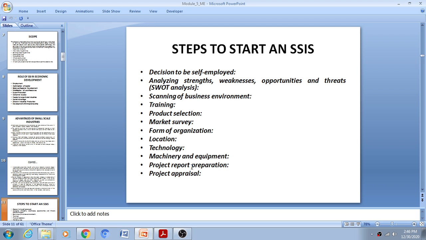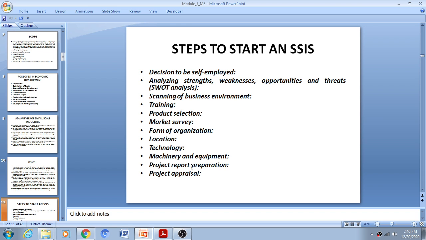The next one is machinery and equipments. For example, what kind of machineries are needed, what kind of equipments are needed, where can I get them from, what are the alternatives for machineries. Everything has to be studied in detail.